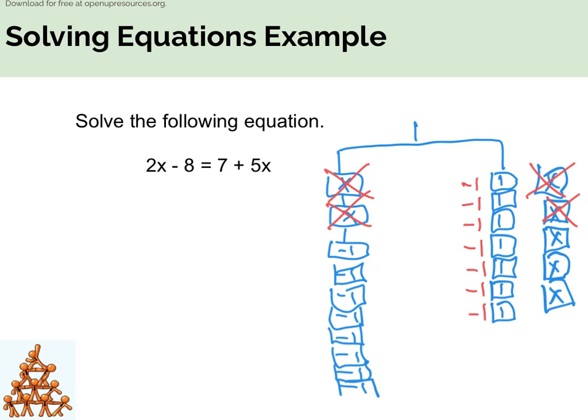Let's do the same thing on the other side. 1, 2, 3, 4, 5, 6, 7. All right, so we made zeros on the right-hand side. So 0, 0, 0, 0, 0, 0, 0, okay? Let's look on the left-hand side.